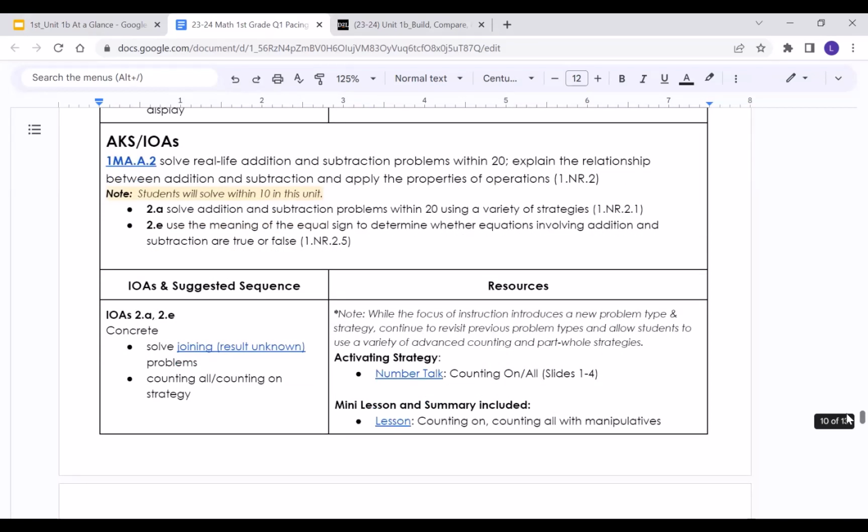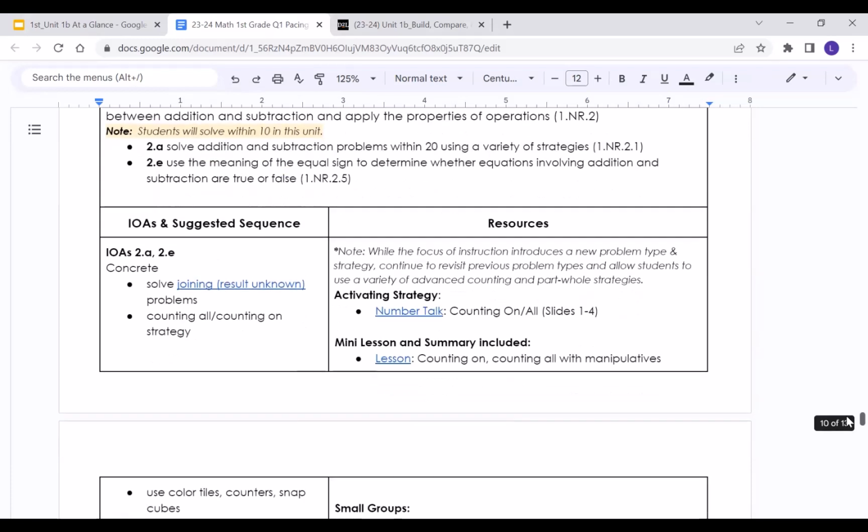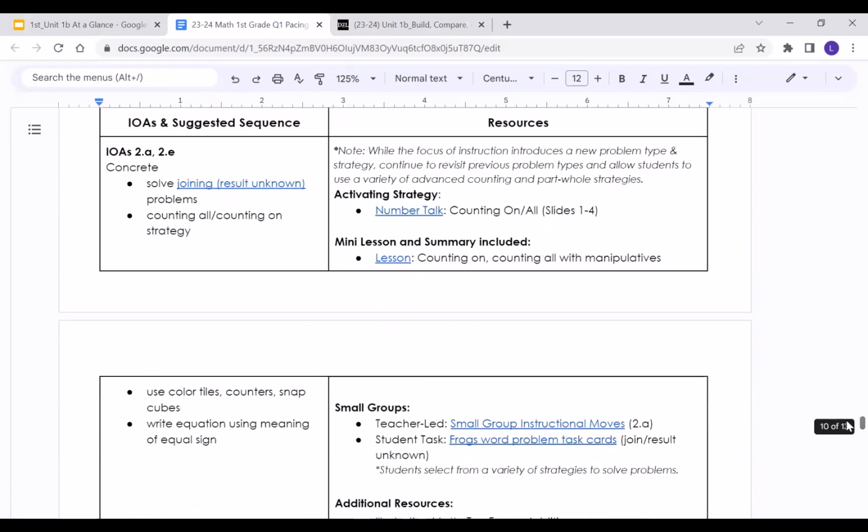The majority of instructional time will be spent on IOA 2A, which is clustered with 2E. We are suggesting about 10 days of instruction. You will begin at the concrete level using manipulatives like counters and snap cubes to model and solve joining and separating result unknown problems, focusing on counting all, counting on, and counting back strategies.